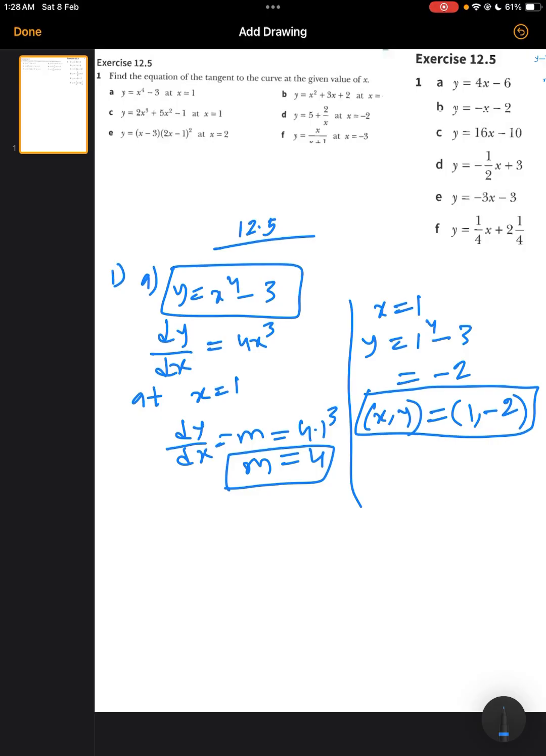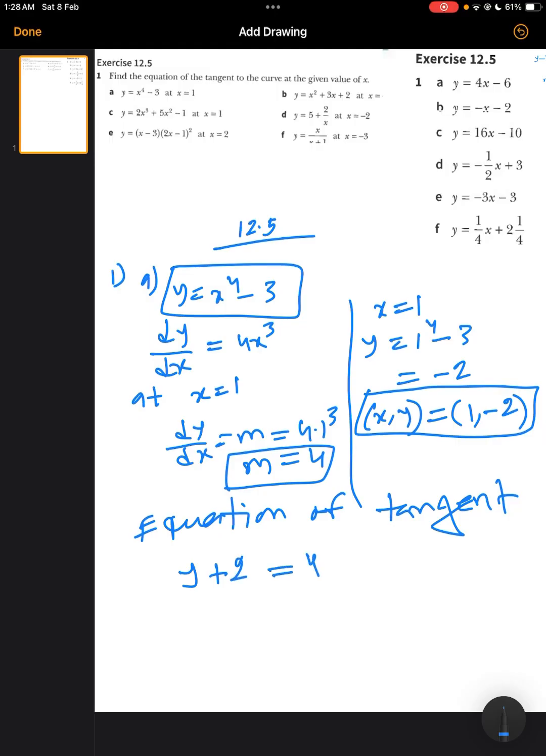Okay, now the equation of tangent. Equation of tangent would be y minus y1, this one. So it would be y plus 2, m is 4, times x minus x1. x is our variable and x1 is 1. So our answer should be y is equal to 4x minus 4 minus 2. So 4x minus 6. Yeah, absolutely correct.